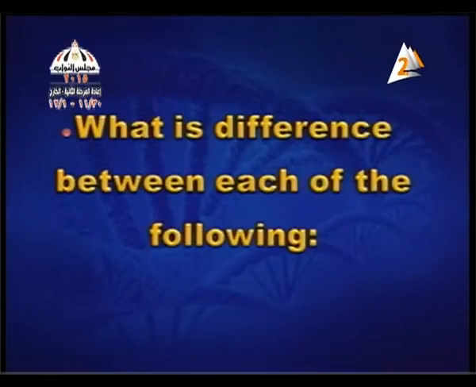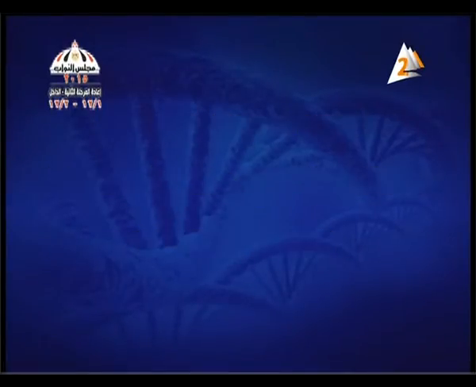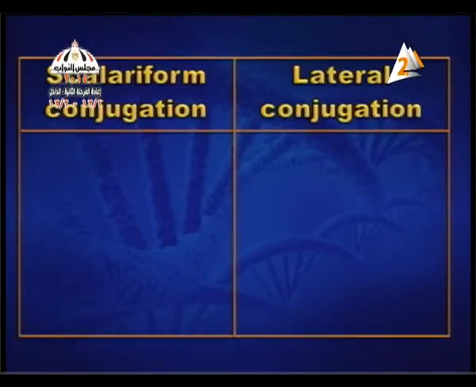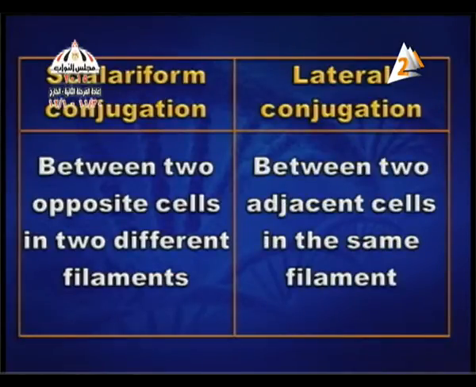What is the difference between each of the following? The lateral and scalariform conjugation of Spirogyra. Let's see. Scalariform conjugation is between two opposite cells in two different filaments. But lateral conjugation is between two adjacent cells in the same filament. So the scalariform is between two opposite cells in two different filaments, but lateral is between two cells in the same filament.